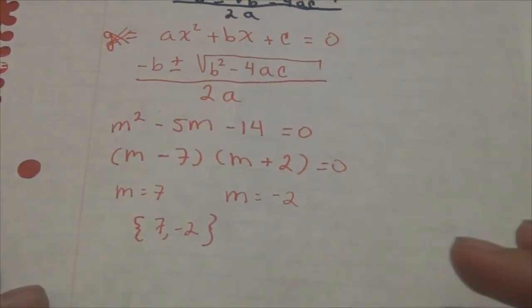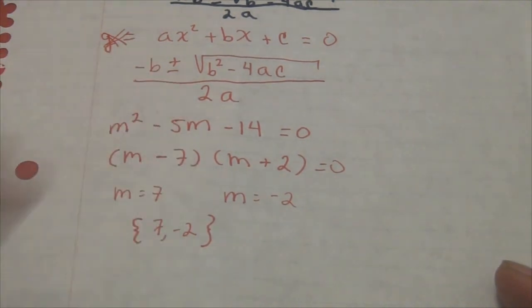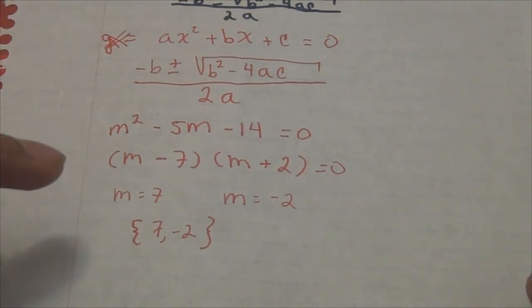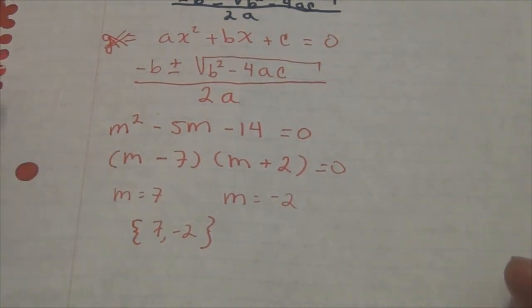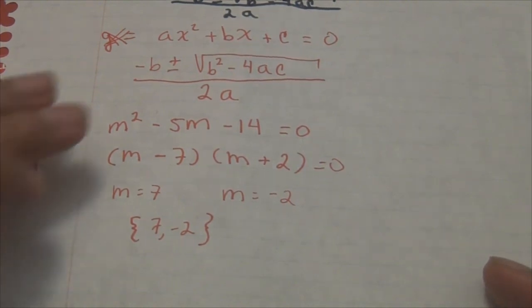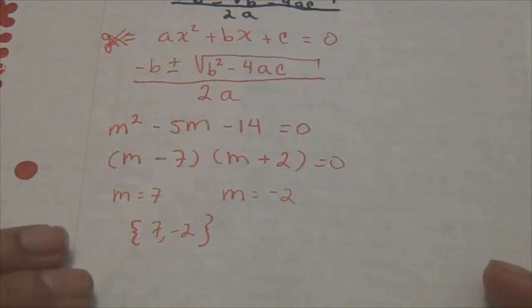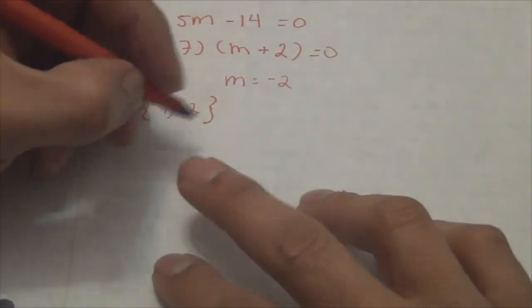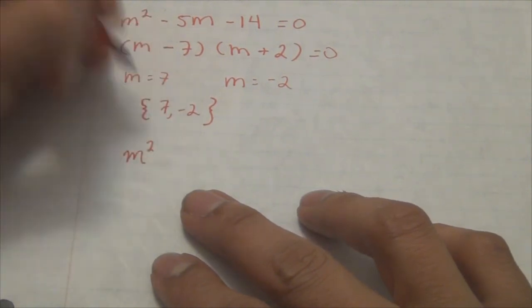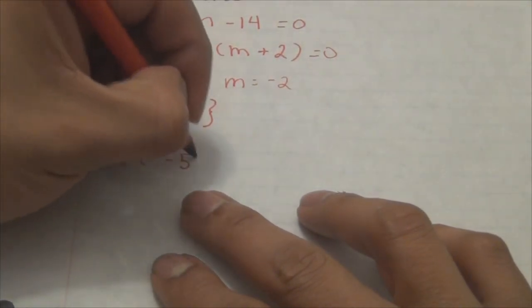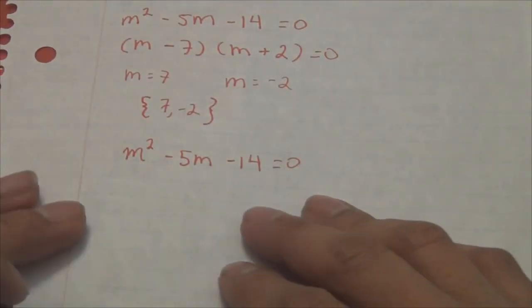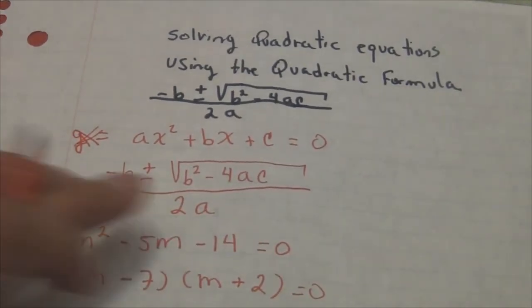Now, we know how to do this by factoring. There are some quadratic equations that cannot be factored. That doesn't mean that they cannot be solved, and that's what we're going to be looking at here. We're going to take the same equation and use the quadratic formula. Let me rewrite the equation again: m squared minus 5m minus 14 equals 0. The quadratic formula again is right here. It's a good idea to copy it down to have it handy.